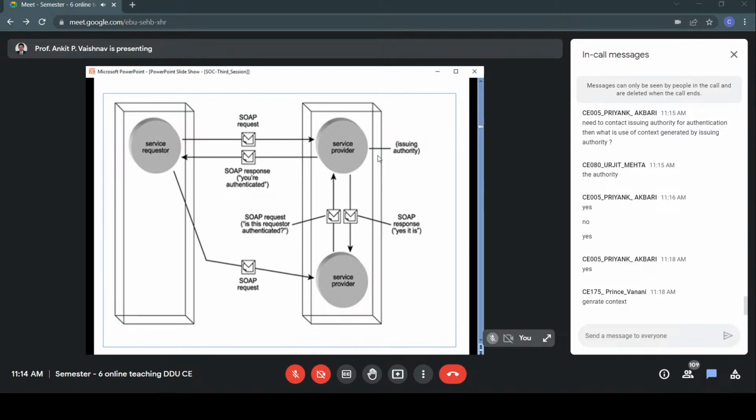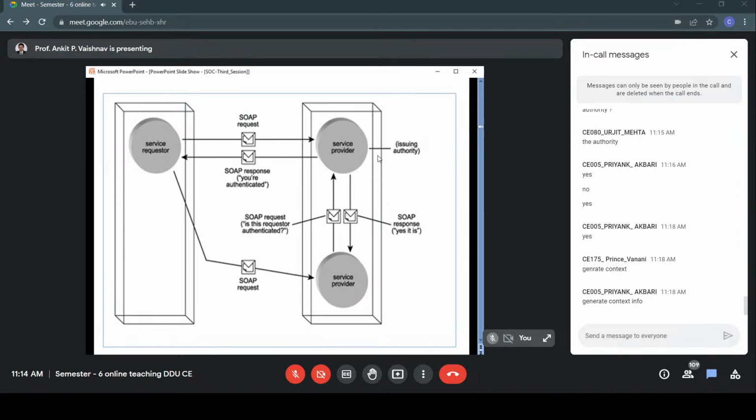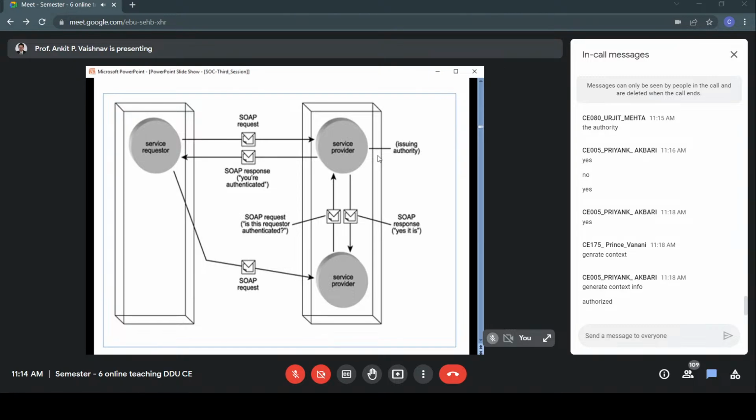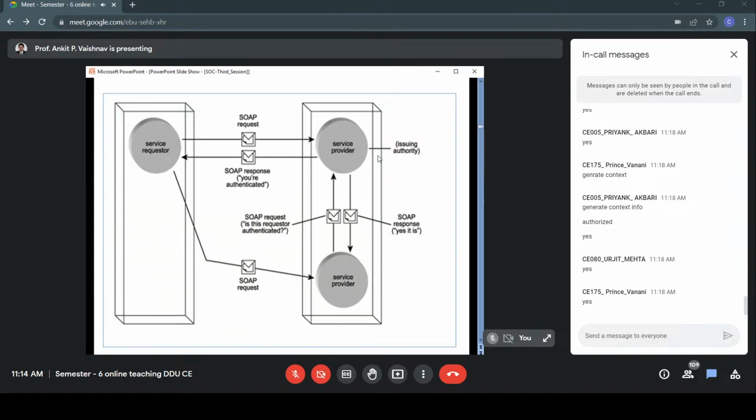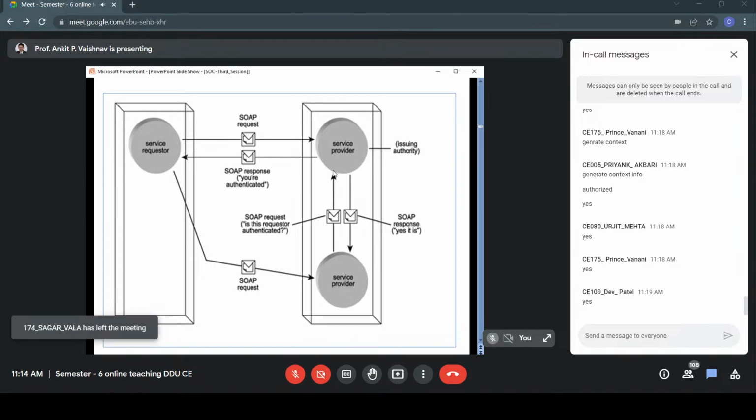Generate context, correct? Before that, in terms of functionality, what can we say? It has to perform authentication, it has to perform authorization, and then generate the context. Can I say that this is the complete answer? Authentication, authorization, and context generation. These 3 things we have to do. Finally, once all these things are done, it will respond with a message that you are now authenticated and you can start communication.